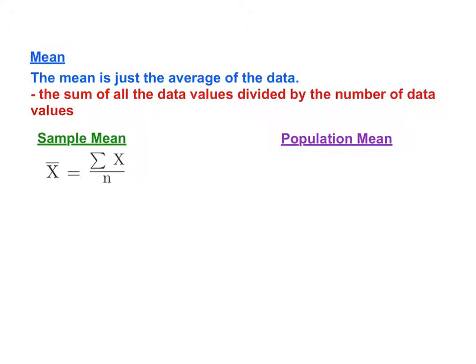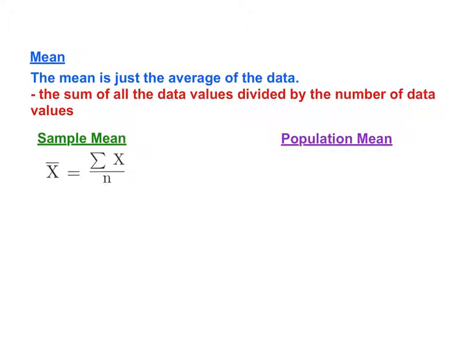Okay. And then n is the number of values in the sample. Lowercase n, the number of values in the sample. x bar is the sample mean. Sigma x, the sum of all the x values, or the data values. And n, the number of values in the sample.